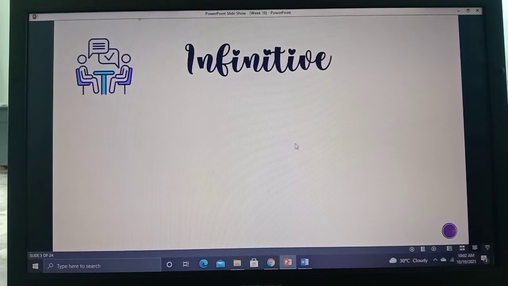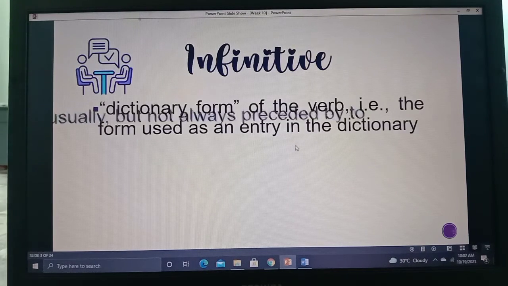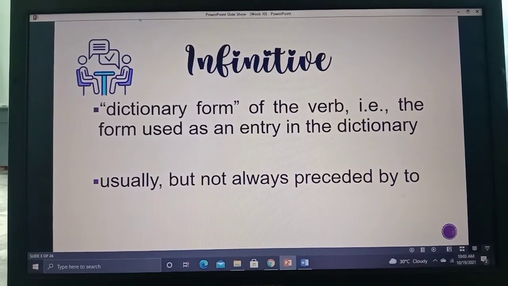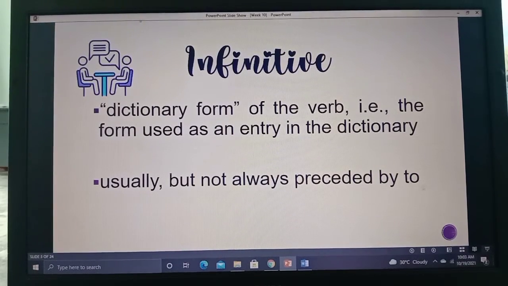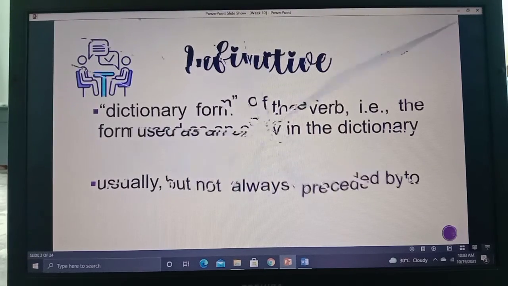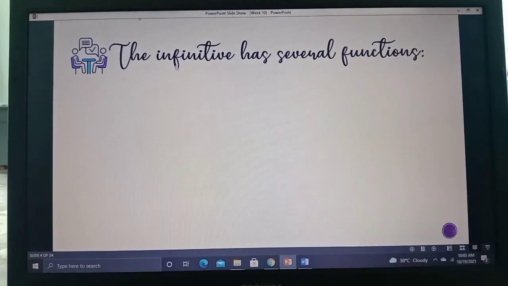Let us first discuss infinitive. When we say infinitive, this is a dictionary form of the verb. An example, the form used as an entry in the dictionary. Usually, ang nasa unahan nito ay yung word na to. Pero usually lang po, but not always. So, the infinitive has several functions.